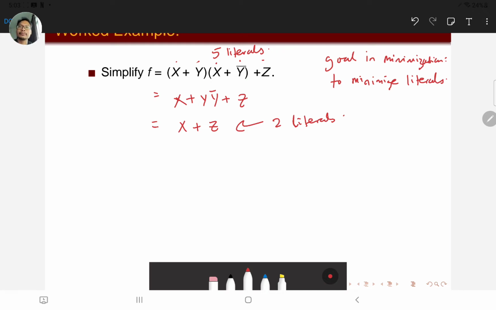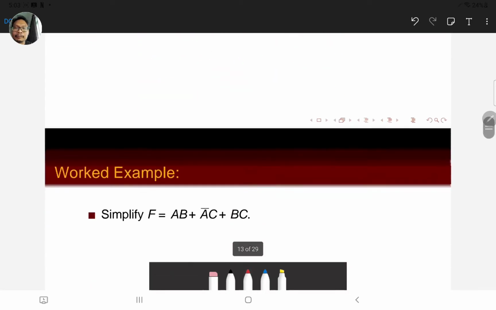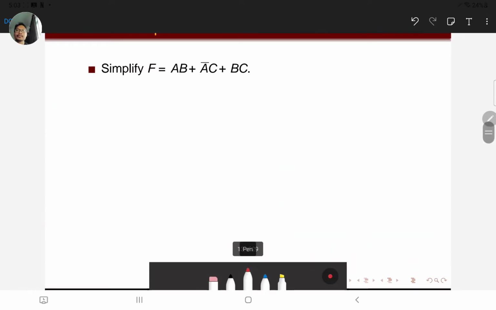We have reduced from 5 literals down to 2 literals, and we cannot go any further. So that is simplified, and f here is exactly the same function. So let's look at another example here. This one may be a little bit tricky.